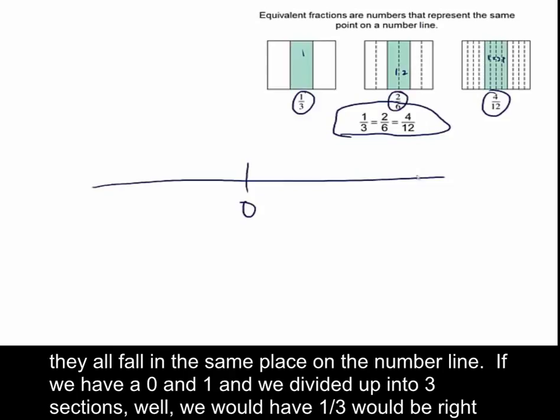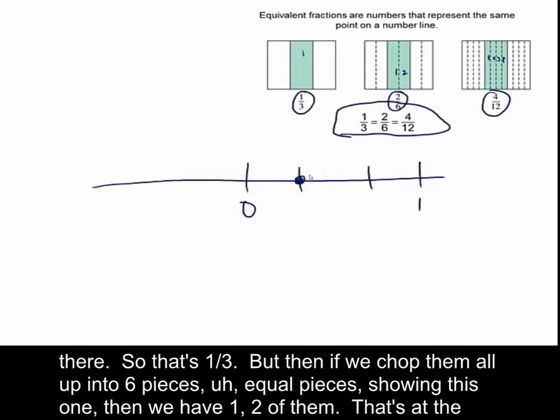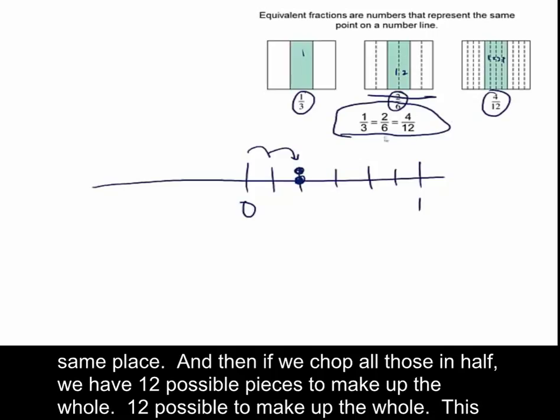If we have 0 and 1, and we divide it up into 3 sections, we would have 1/3 right there. But then if we chop them all up into 6 equal pieces, showing this one, then we have 1, 2 of them. That's at the same place. And if we chop all those in half, we have 12 possible pieces to make up the whole.